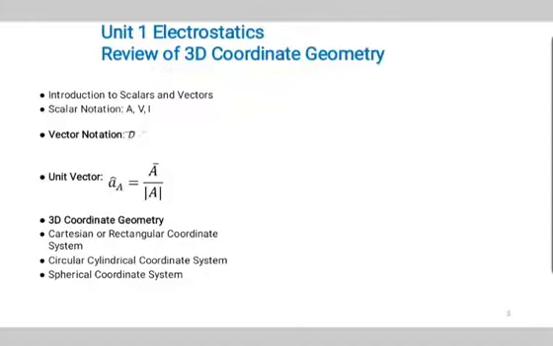So the review of 3D coordinate geometry. Here it consists of introduction to scalar and vector, then scalar notation, vector notation, also unit vector, 3D coordinate geometry, Cartesian or rectangular coordinate geometry, circular cylindrical coordinate system and spherical coordinate system.